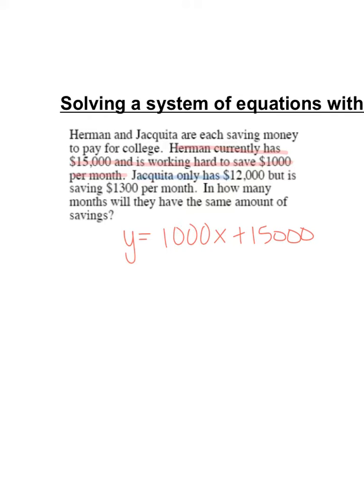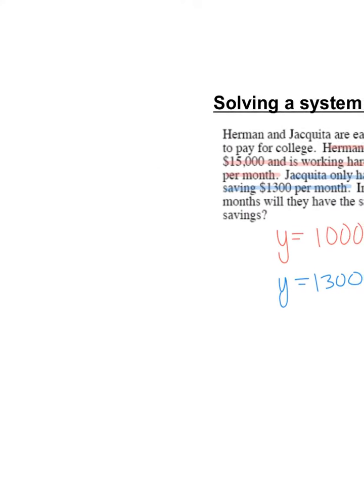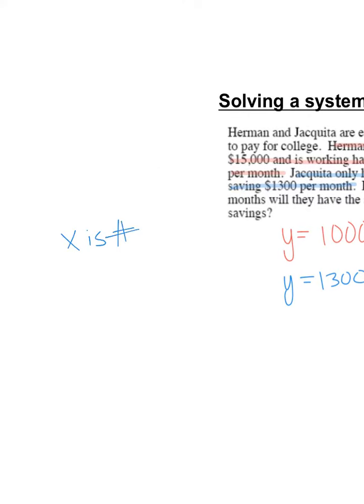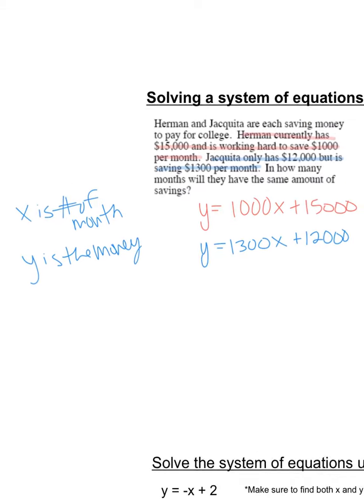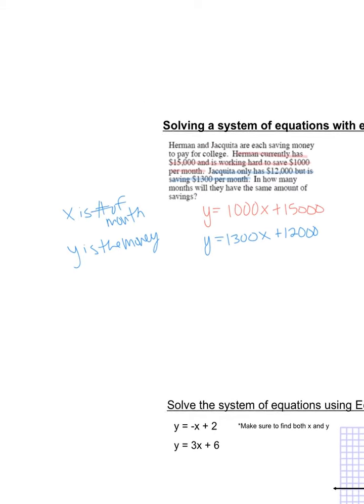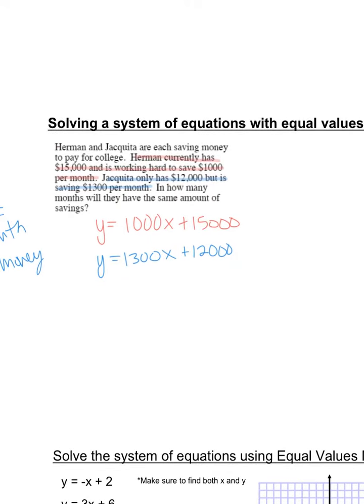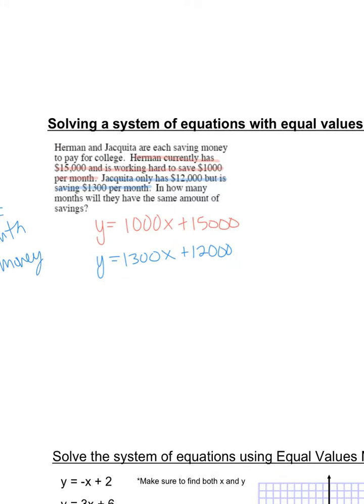Second character, Jaquita only has $12,000 but is saving $1,300 per month. So in similar format, she starts with her y-intercept of 12,000 and her slope, how much it's growing by, is 1,300 per month, the x. In this case, the x is the number of months and y is the money in the account. Not just how much they start with, but the total at the end of how much time has gone by. And the question asks us, in how many months will they have the same amount of savings?